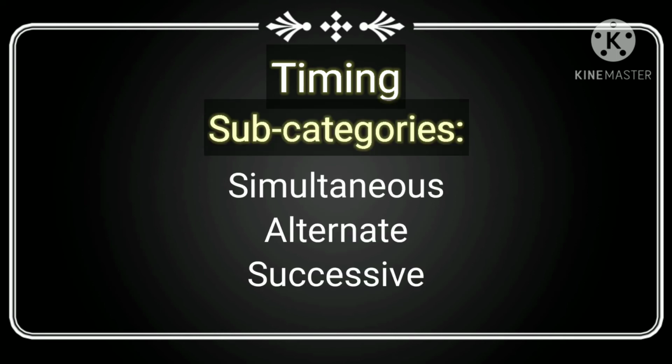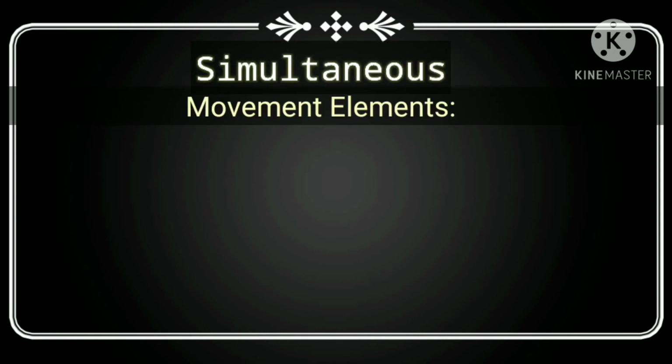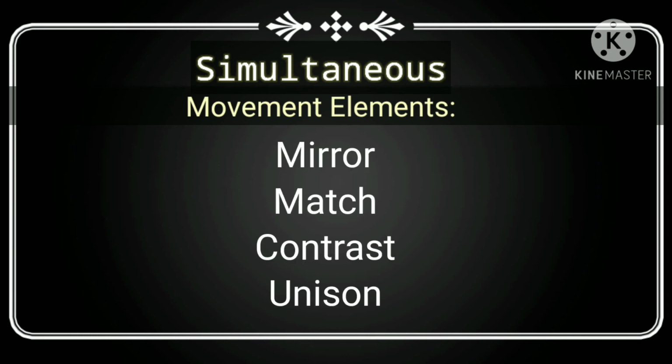The category of timing in the relationships concept has 3 subcategories. First, simultaneous, second, alternate, and lastly, successive. Simultaneous movements are those where the performers are moving together at the same time. They begin together at the same time and they end together at the same time. The elements from the simultaneous subcategory are mirror, match, contrast, and unison.